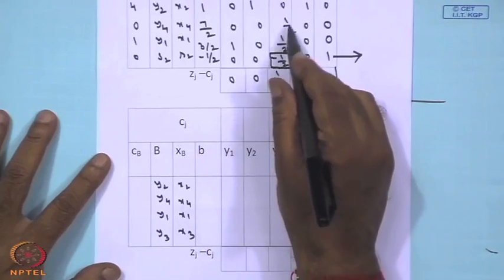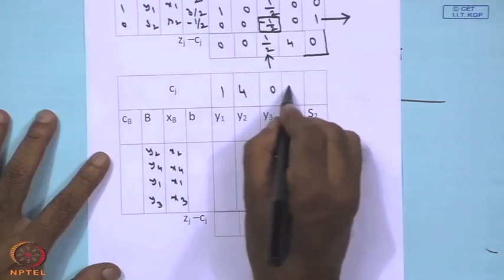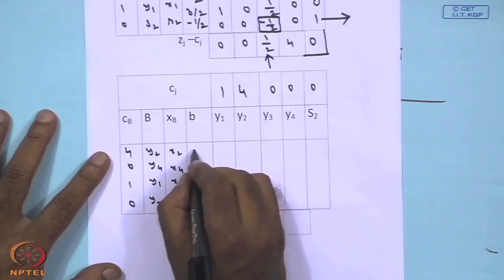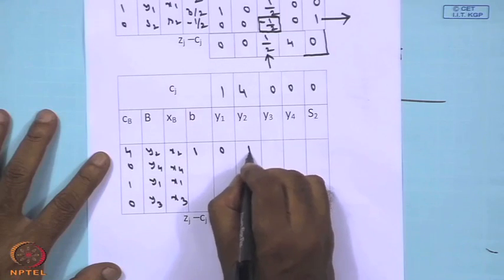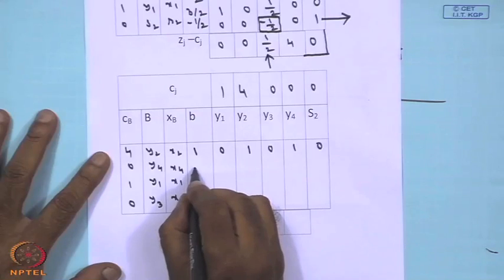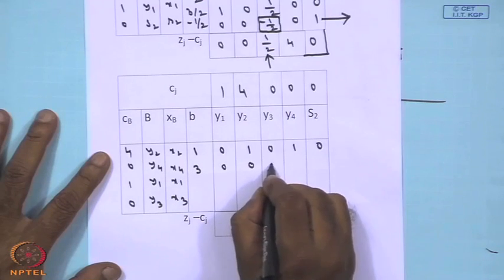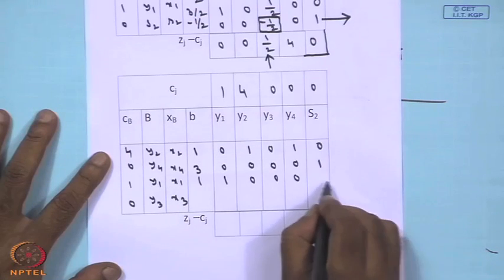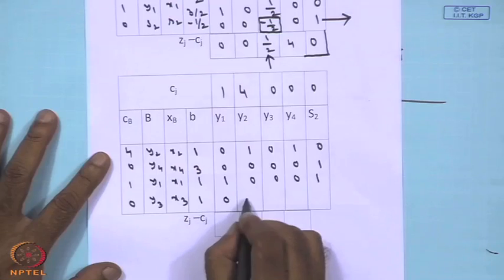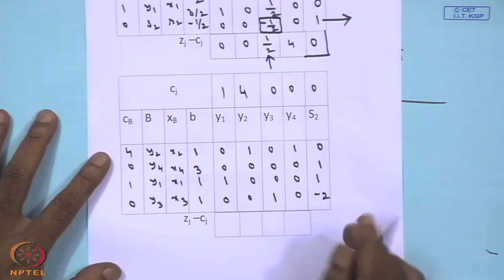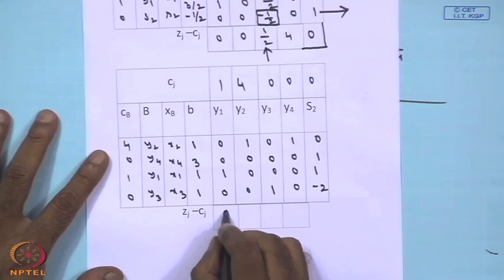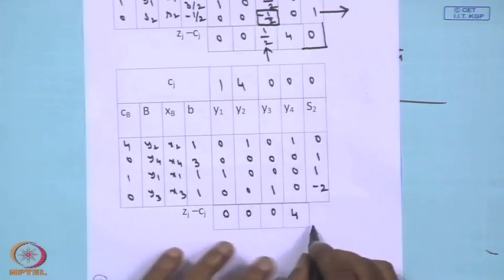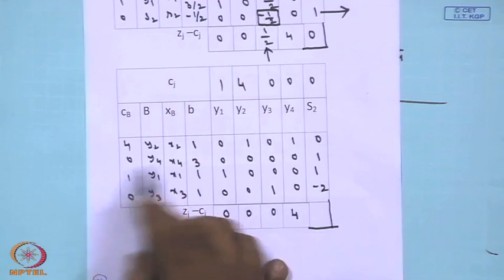Basically, I will make this one, others are zeros. So, this will be 1, 4, 0, 0, 0. This is 4, 0, 1, 0. I am directly writing again after modification: 1, 0, 1, 0, 1, 0 corresponding to x 4, 3, 1, 2, 0, 0, 1. Next one is 1, 1, 0, 0, 0 and 1. The last one is 1, 0, 0, 1, 0, minus 2. If you calculate zj minus cj, this will be 0, next one is 0, next one is 0, this is 4, 4 is coming over here, and for the last one 0, 0, 1 is there.